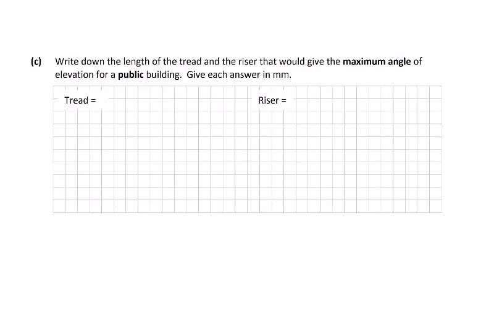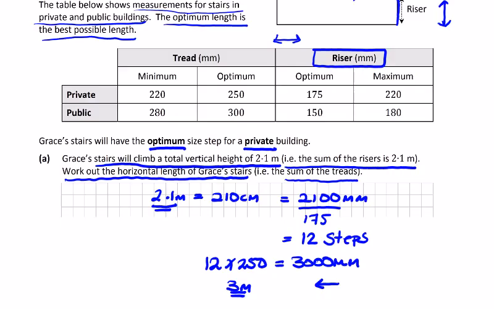And the last part, we're asked to write down the length of the thread and riser that would give the maximum angle of elevation for a public building. So obviously we're not just going to write them down, we're going to look at the diagram again and maybe write out a couple of triangles. So the maximum angle for a public building. For a public building, we have minimums and maximums, and we have optimums. So let's look at a little diagram here. We have the step climbing up like this. So we're actually looking for the angle, which will be in here.